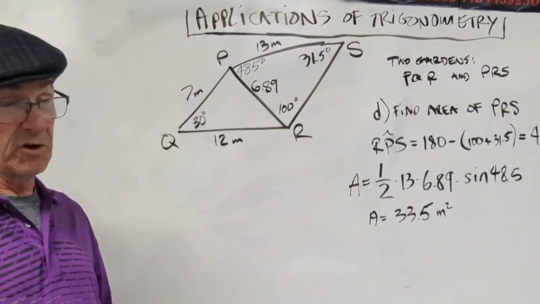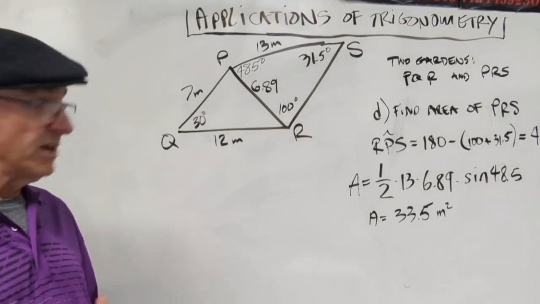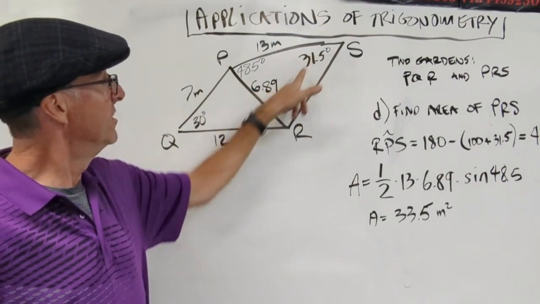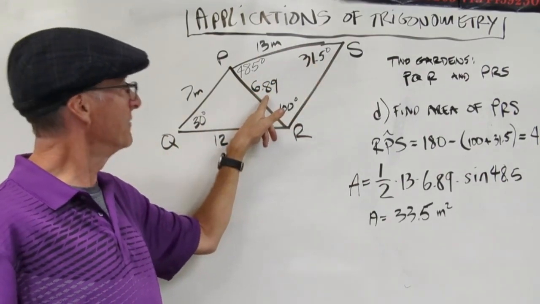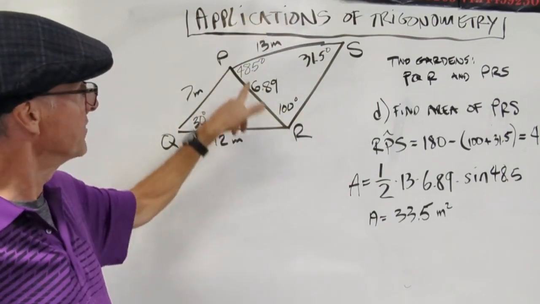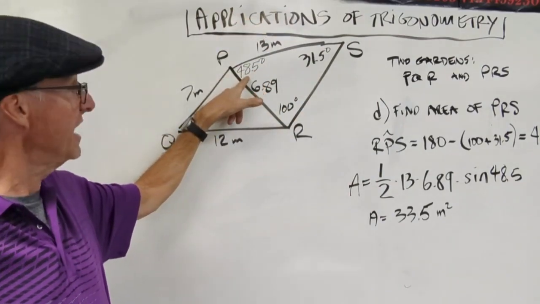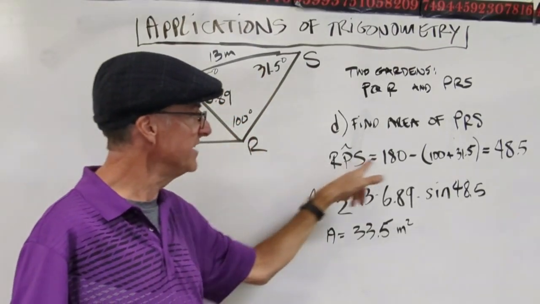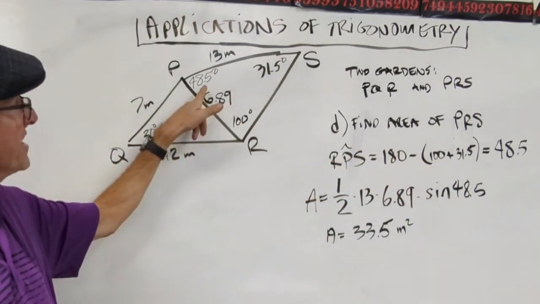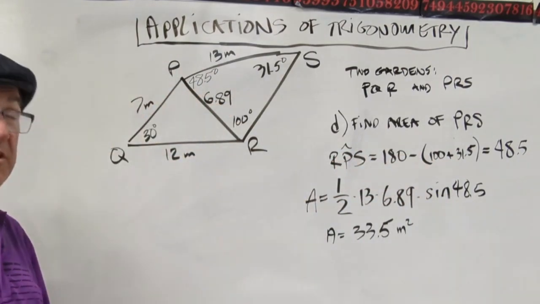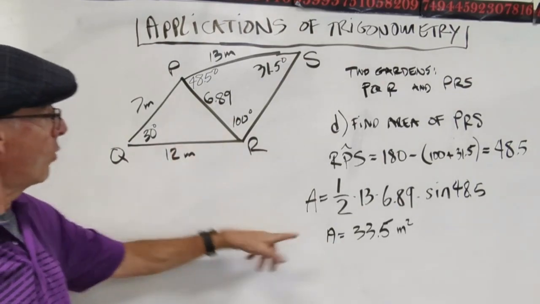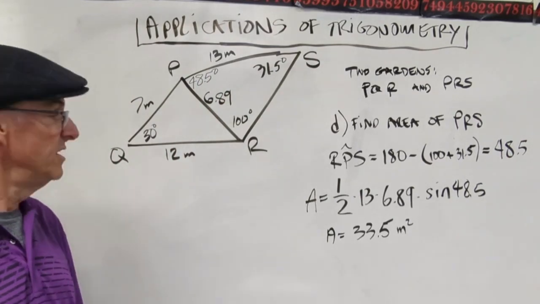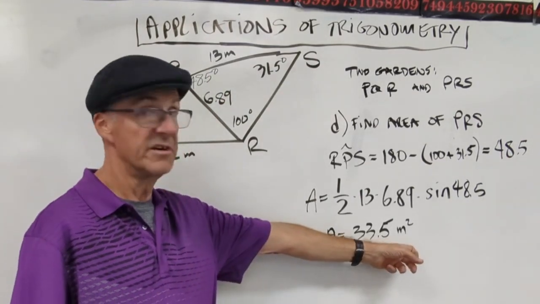The area formula requires two sides and the angle between them, and we just didn't have that in this triangle. We had two angles and this side, and we had that side. But with the sides we have, we needed this angle. So that's the route that I took. I knew these two angles, so I could just subtract them from 180 to get 48.5. That's all of this step here. Once I know that angle, I can just do a plug-in with the triangle area formula. So I've got 1/2 times 13 times 6.89 times the sine of 48.5, and what I get there is 33.5 meters squared.